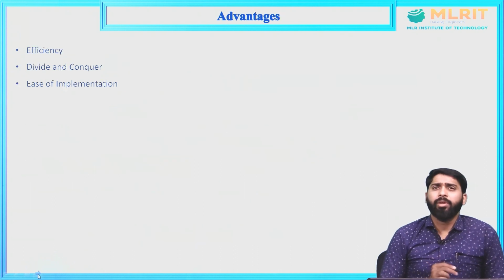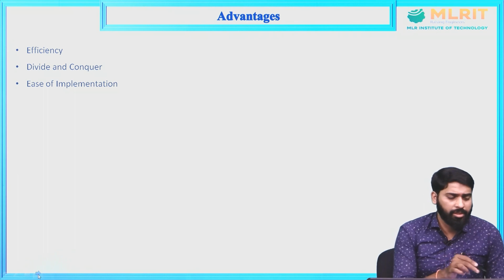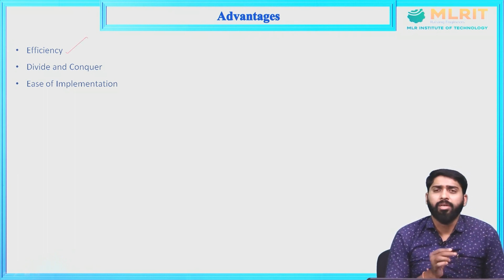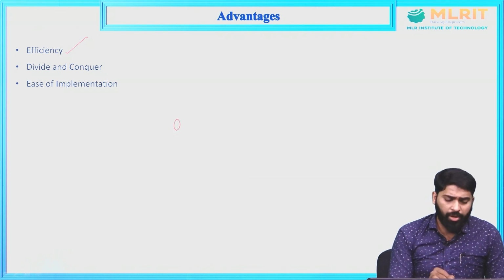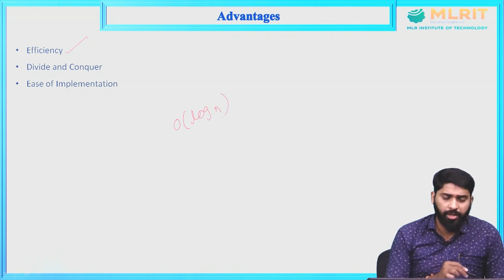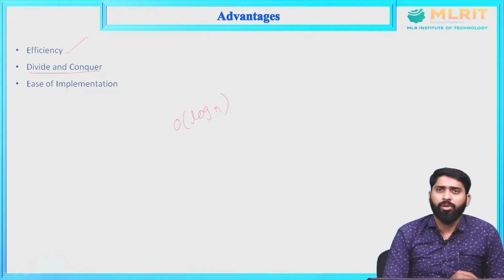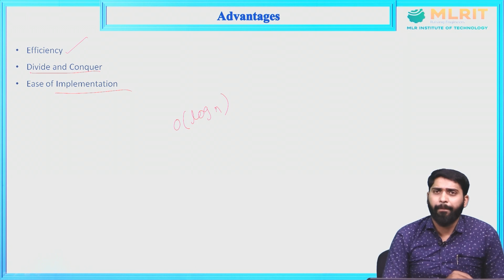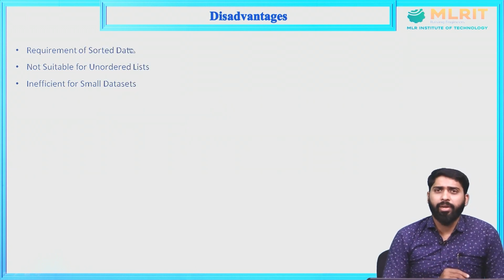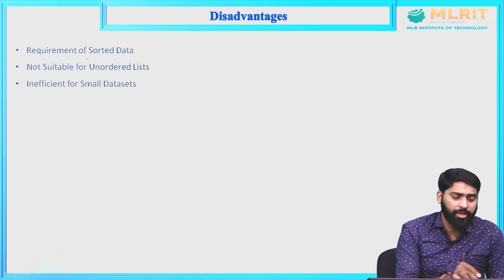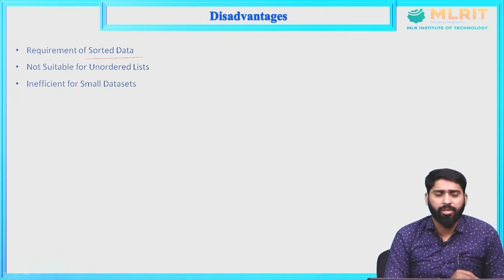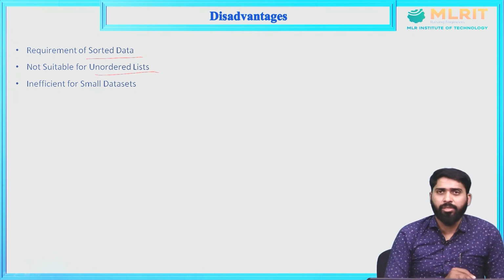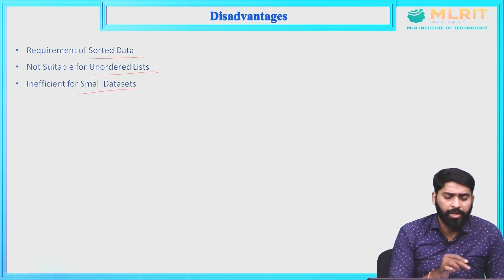Okay. So coming to advantages of binary search, efficiency: the time complexity of binary search is big O of log n. Here we follow divide and conquer, so divide the array into two parts, and ease of implementation. These are the advantages of binary search. So coming to disadvantages of binary search, the main disadvantage is it requires sorted data. So requirement of sorted data. So not suitable for unsorted lists, inefficient for small data sets.